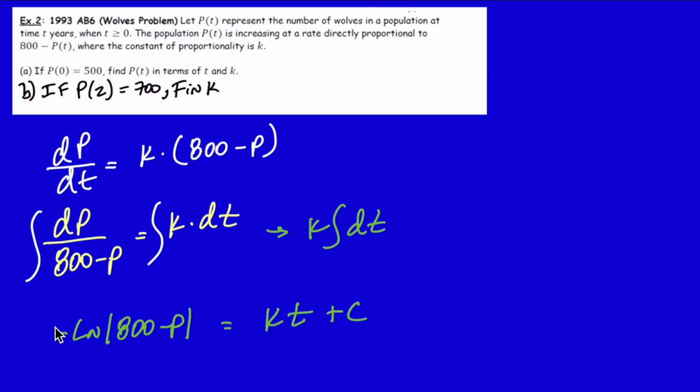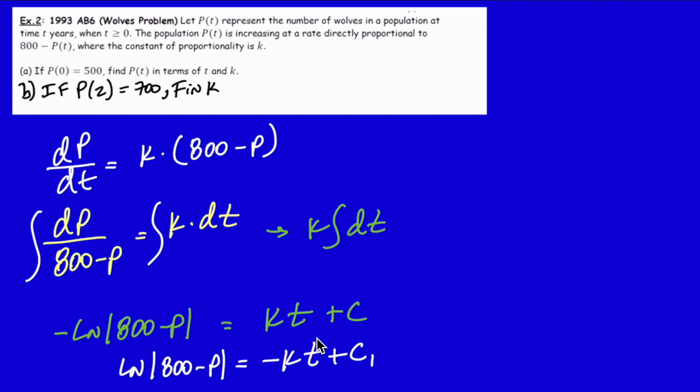Now we're going to multiply through by a negative, and we're going to change this to, here in white, ln absolute value of 800 minus p equals negative kt minus c, but since it's an arbitrary constant, we could just change this to a c1, and that would absorb that minus sign.